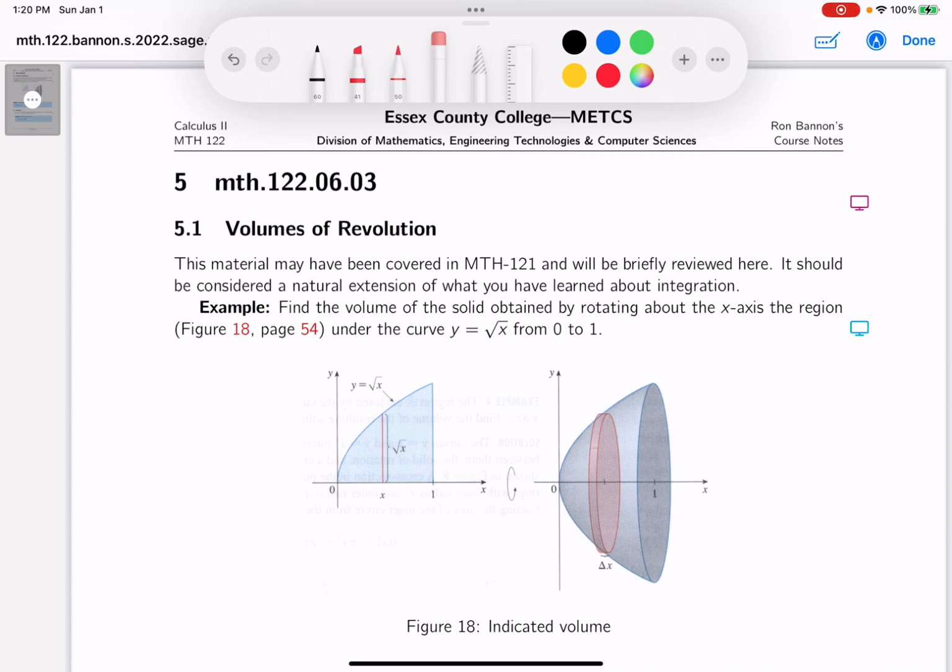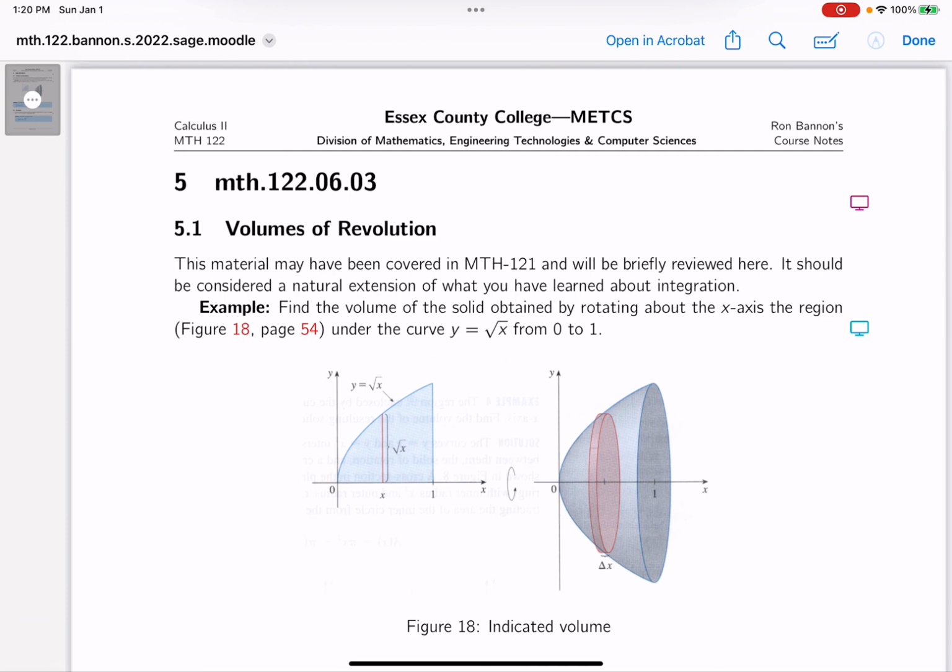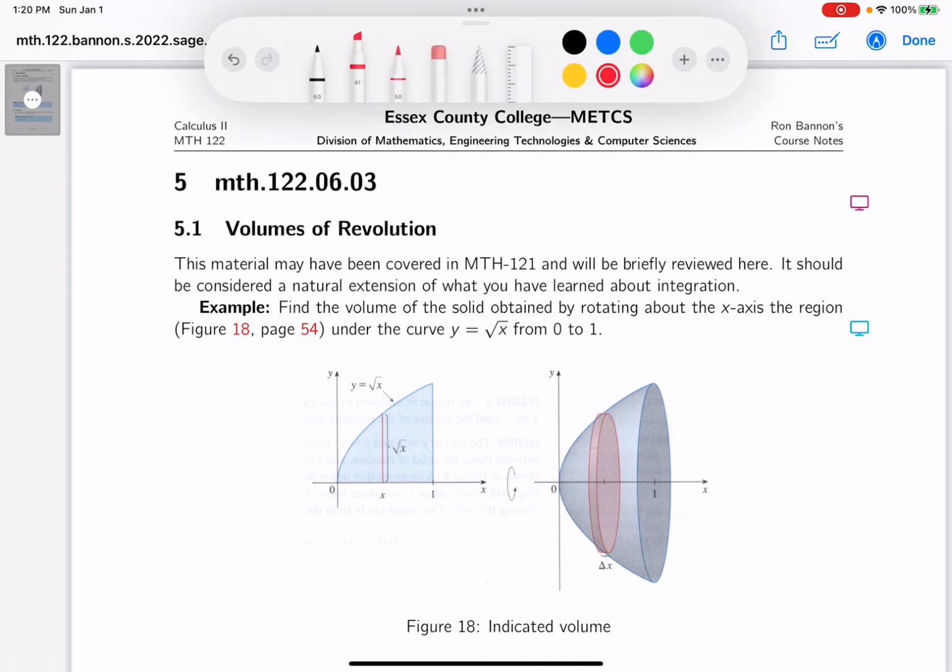Okay, volumes of revolution, and something that was covered in Math 121. Certainly we want to review certain topics. The main reason is just to jog your memory on what you have to be able to do, which is simple differentiation, simple integrations, and be able to apply those to certain topics that were covered.